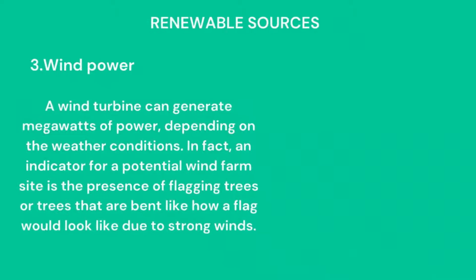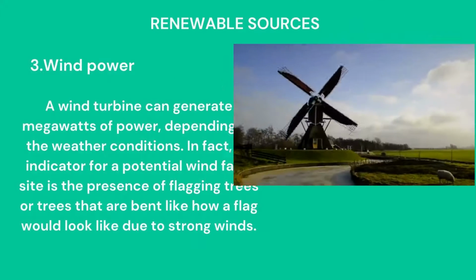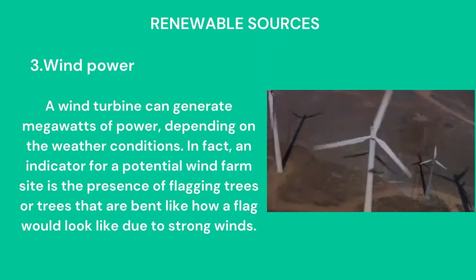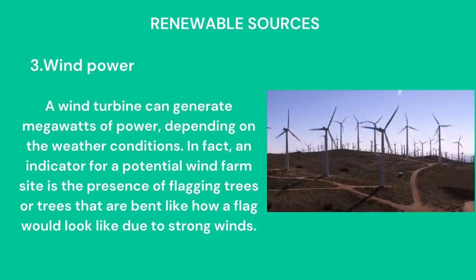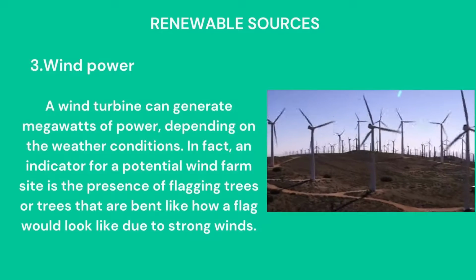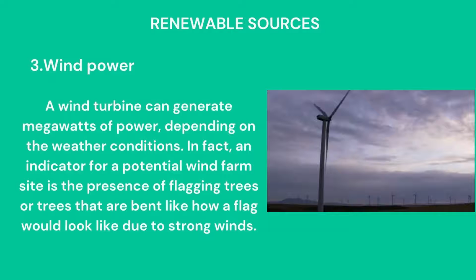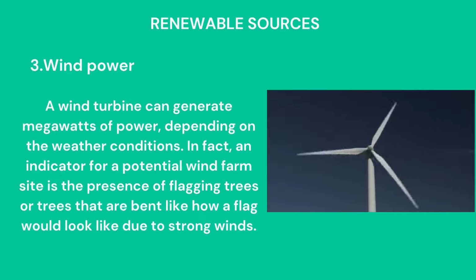And now that you know about the hydroelectric power plant and the geothermal power plant, let us talk about wind power. While an electric fan uses electricity to produce wind, a wind turbine uses wind to produce electricity. A wind turbine can generate megawatts of power depending on the weather conditions. Wind has been used for centuries to move ships and pump water. Wind turbines are installed in strategic locations to harness the mechanical energy from the wind.